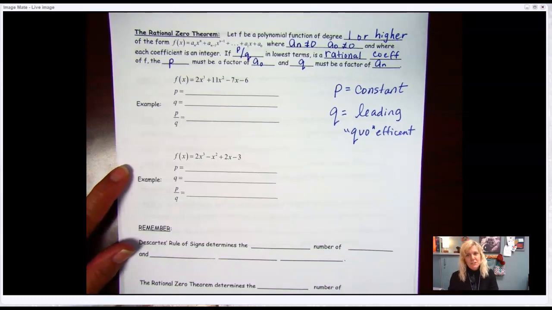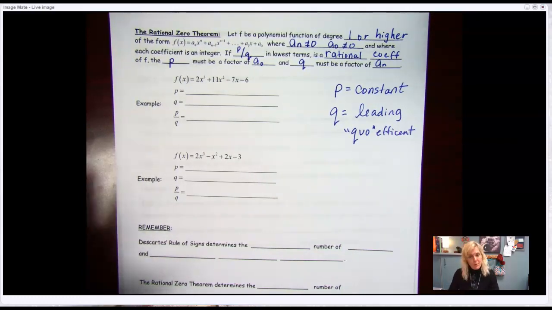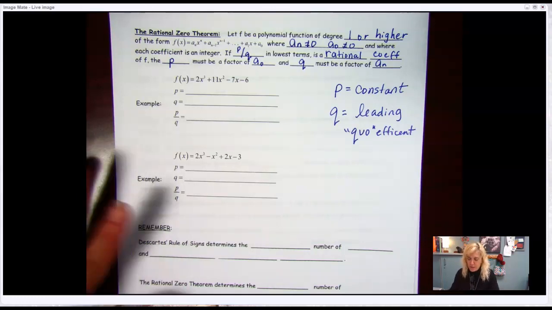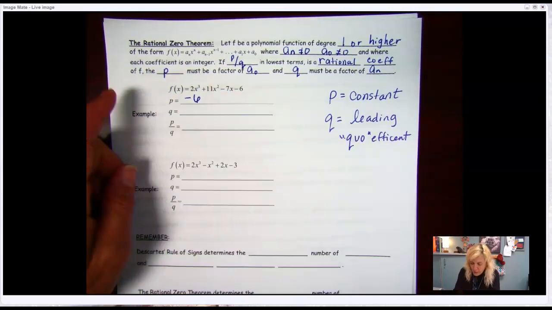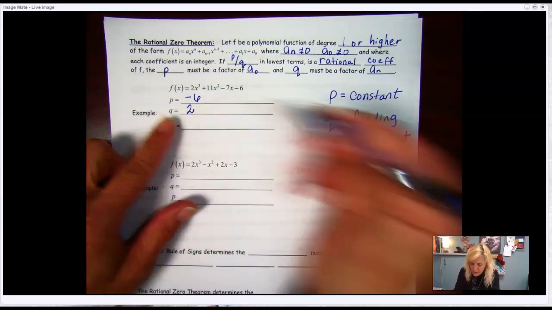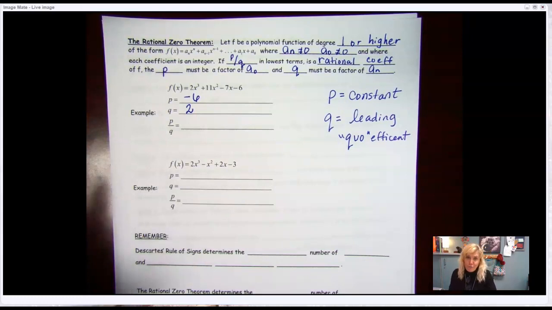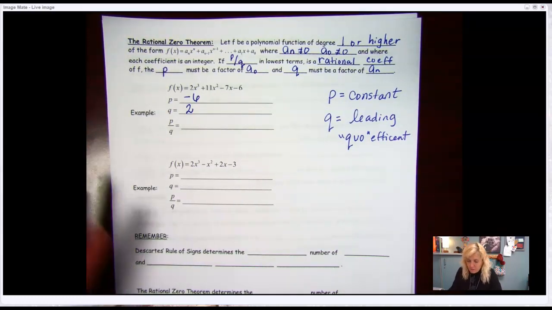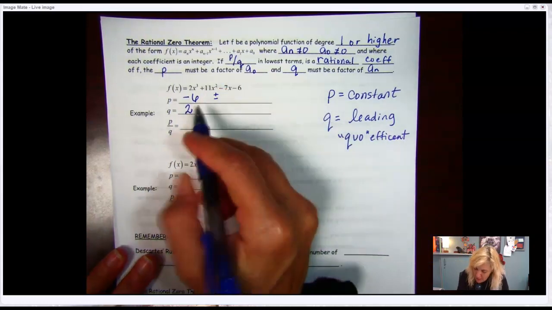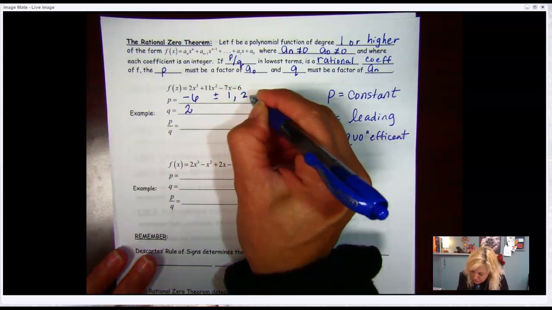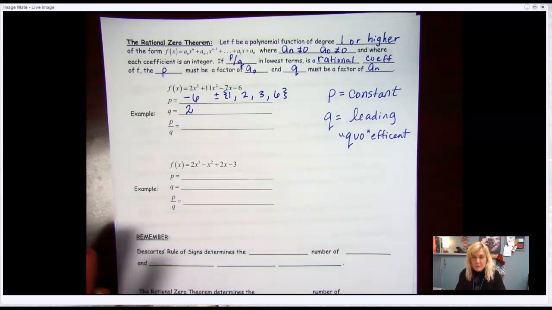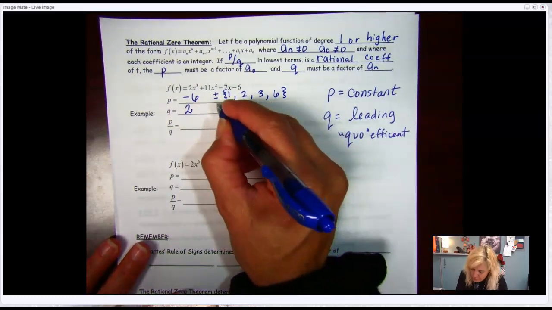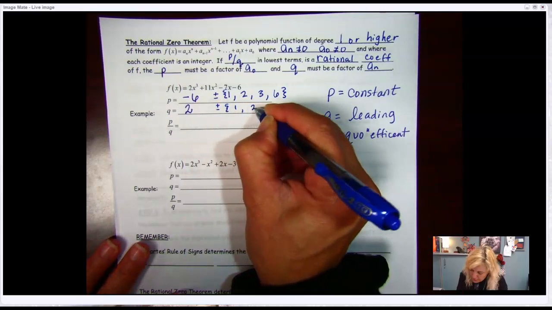Okay, so here's what we're going to do. We're going to find all possible zeros for a polynomial. All real possible zeros for a polynomial, positive and negative at the same time. So we're going to take P, which is negative 6. We're going to take Q, which is a positive 2, and we are going to list all of the factors, positive and negative. So factors that make 6 are 1, 2, 3, and 6. And I'm going to put a brace around both of those, positive and negative. For 2, remember 2's prime, so it's just 1 and 2.